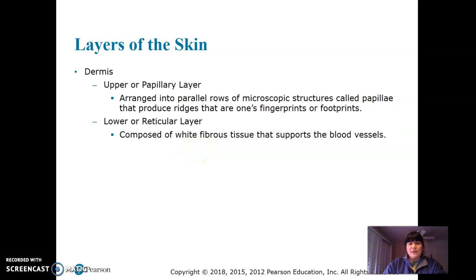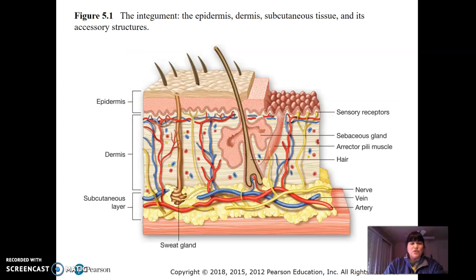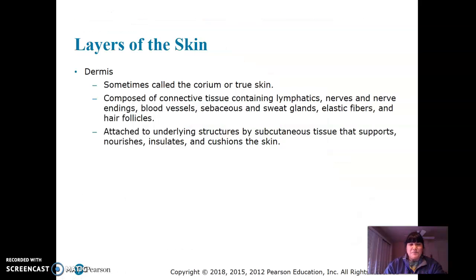Dermis, papillary layer. Oh yes, reticular layer. The dermis itself is divided into 2 layers. You don't have to worry about that too much. See this light pink stuff here? That's connective tissue, so it helps connect stuff.